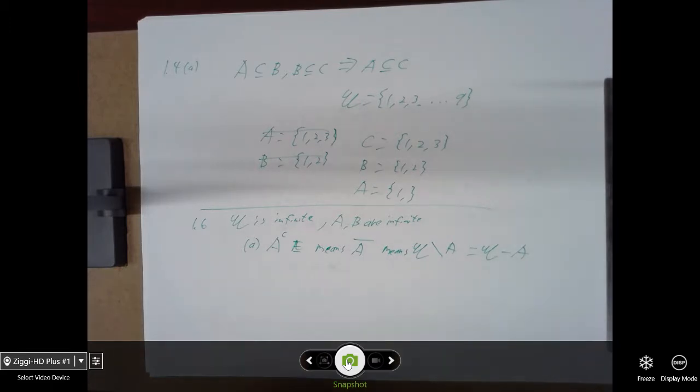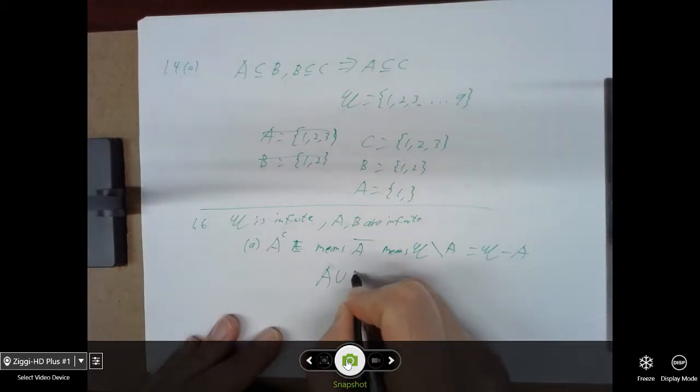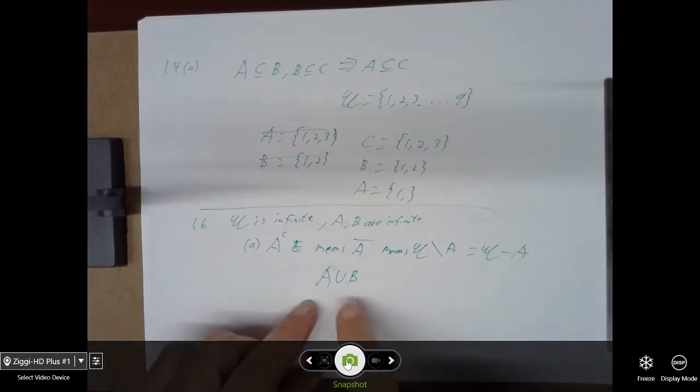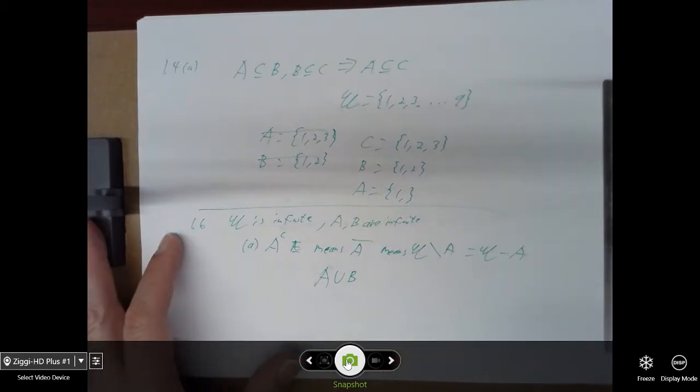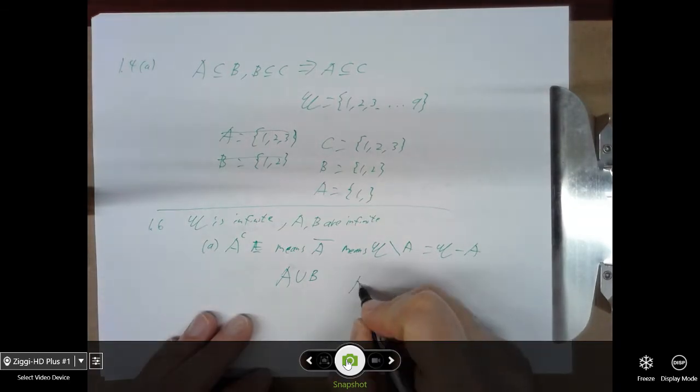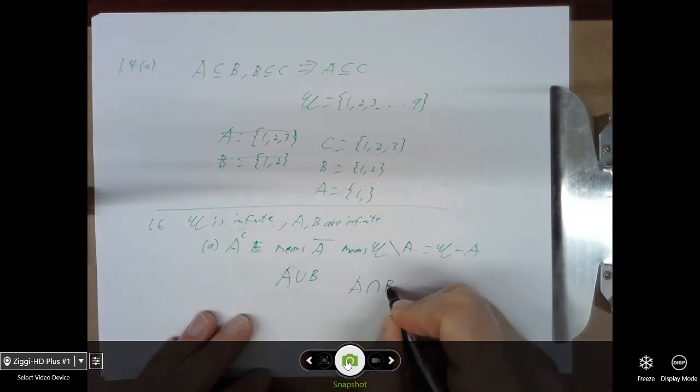Alright, so part B asks about the union of 2 infinite sets. What's the nature of that? Finite, infinite, or can't tell? That's going to be infinite. Because this union is going to contain everything that's in A, and we already know A has an infinite number of things. So the union is definitely going to have an infinite number of things. So that's infinite. What about the intersection?